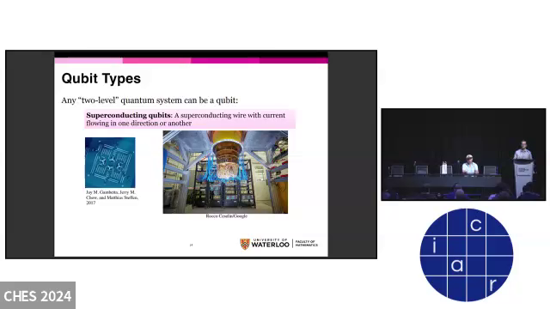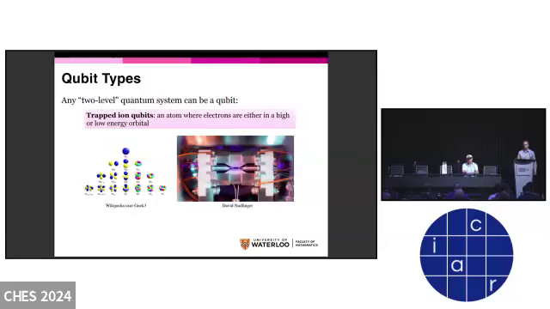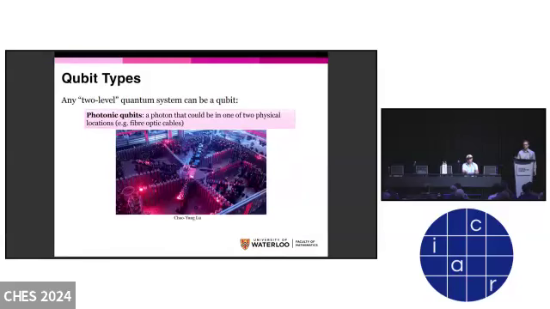What are these? Anything that is a 2-level quantum system. You can have superconducting qubits. This is what IBM and Google use. You can have a little superconducting wire, and one way to hold the qubit is which direction the current flows. You can have trapped ions. You hold them in this machine, and whether they're in a high or low energy orbital is your 2 states. You can have photonics, where you'd have maybe 2 fiber optic cables. Photon on the left is a 0, photon on the right is a 1.